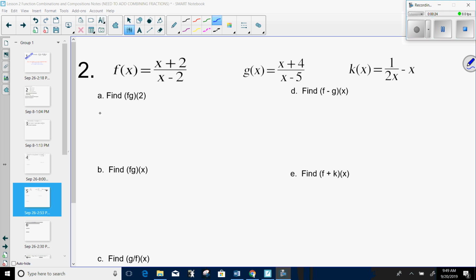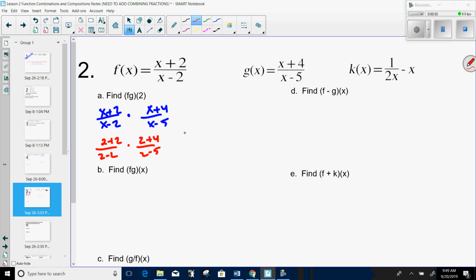So what you're going to do is take the f function, which is x plus 2 over x minus 2, and then multiply that by x plus 4 over x minus 5. Then take the 2 and substitute it in. So when you substitute that in, that becomes 2 plus 2 over 2 minus 2 times 2 plus 4 over 2 minus 5. What happens is you're going to get 4 over 0 times 6 over negative 3.